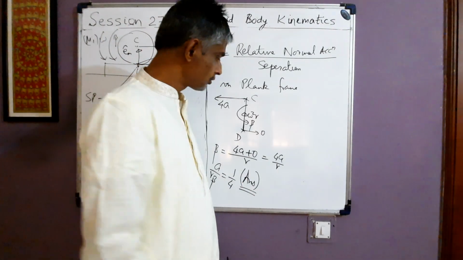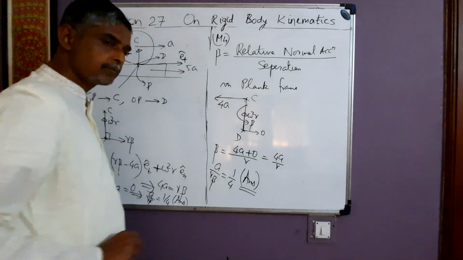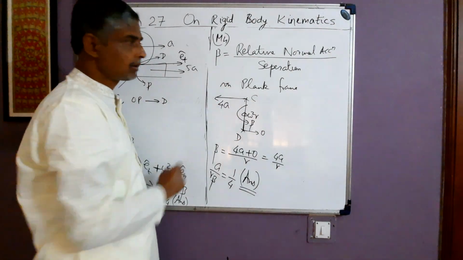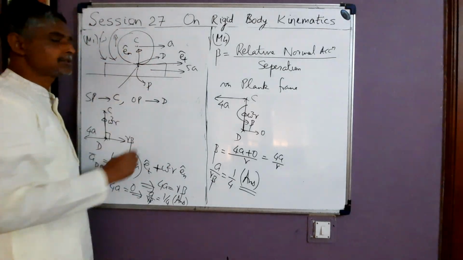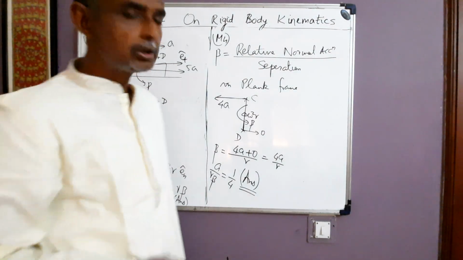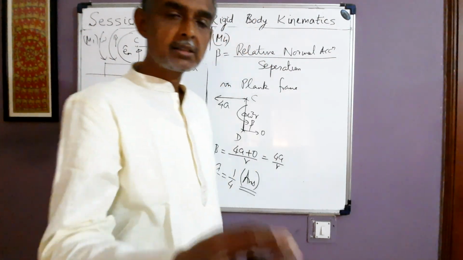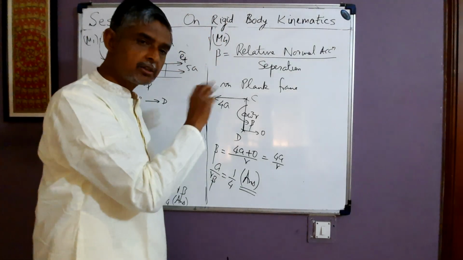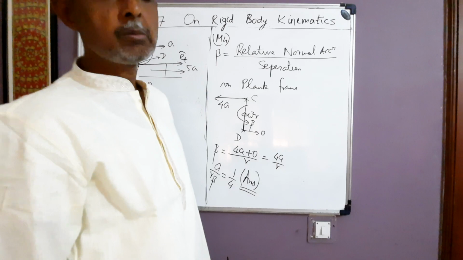So these are demonstrated by 4 different methods. But you can say that the best method is method 3, applying the formula relative normal acceleration by separation in the ground frame. That is the best method of solving this problem. In case such an example comes up in JEE Mains or Advanced, in my view the third method is the best way. That gives you the answer in minimum possible time.